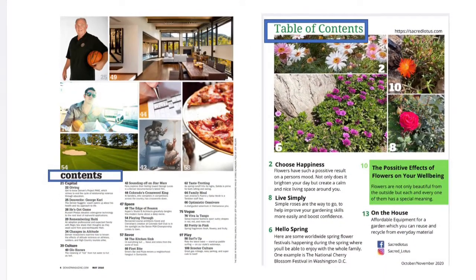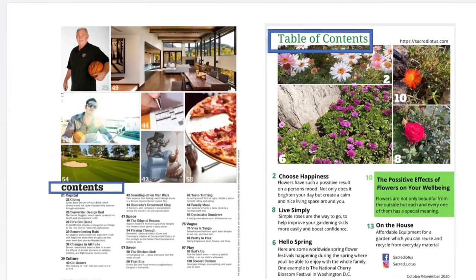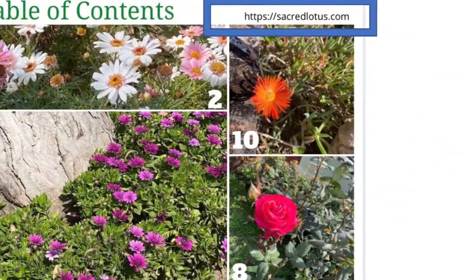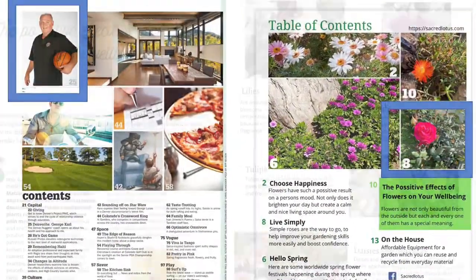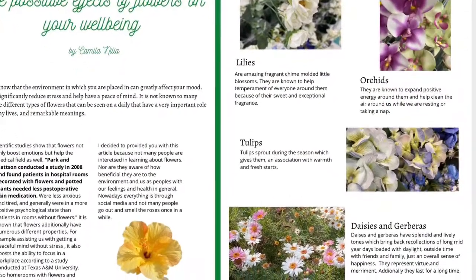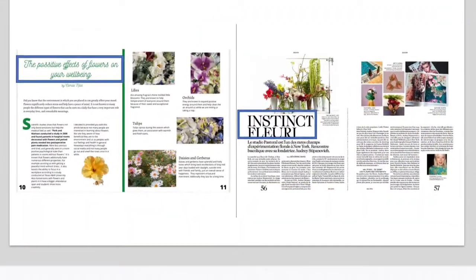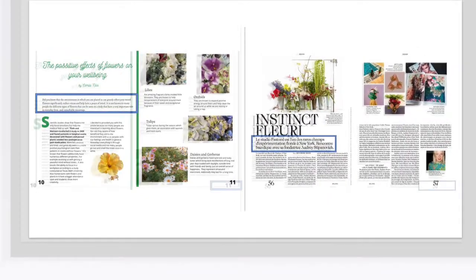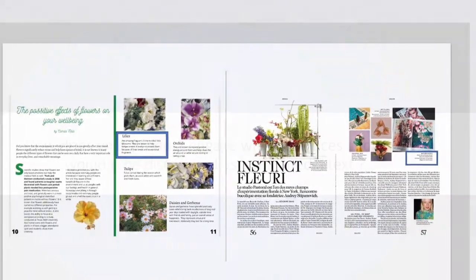Following my magazine cover was my table of contents, which also followed the standard conventions, with the title on the top, website, both a subheading, and picture with page numbers. Lastly was my double spread, which did as well follow the standard conventions of commercial magazines. This included having the headline, introductory paragraph, folio, and caption for images.